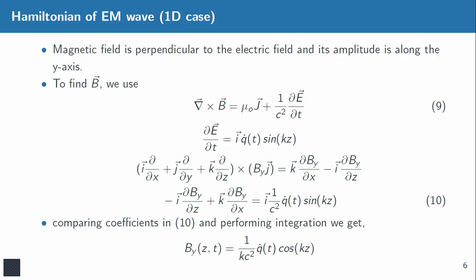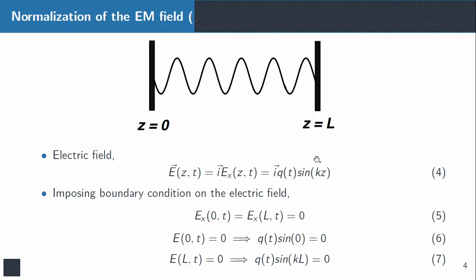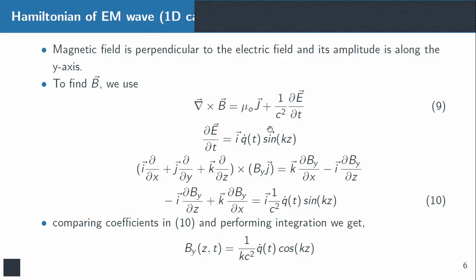So in order to find the Hamiltonian of the EM wave in that cavity, we also need the other part of the electromagnetic wave, as we could see that we have a magnetic field. So how can we calculate the magnetic field from the electric field given in that form? We could use Maxwell's equations.